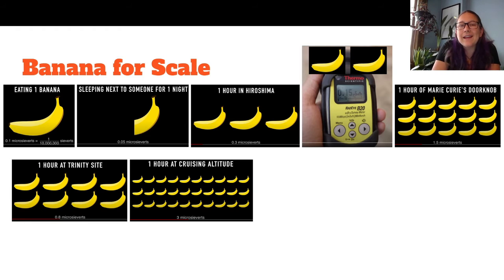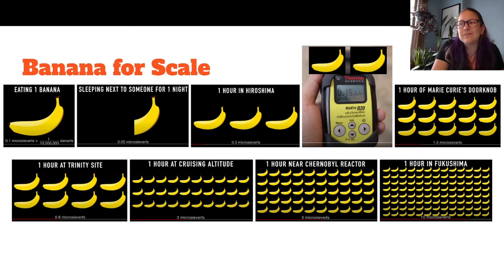We saw that an hour of cruising altitude in an airplane is way more than that, about 30 times more radiation than you would get just eating one banana. Well, it's about 50 times the dose you'd get in a day, but you get it in 1 hour here in Chernobyl or Fukushima. Yikes.